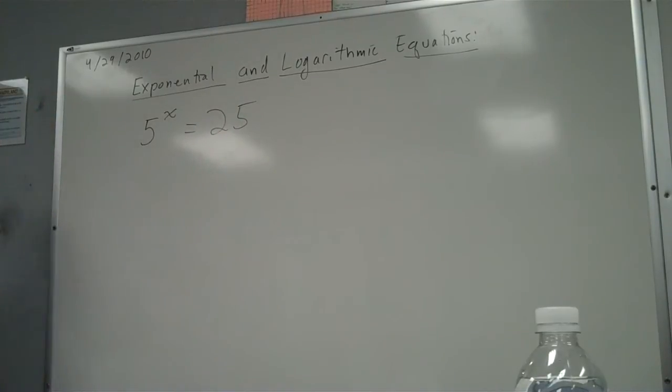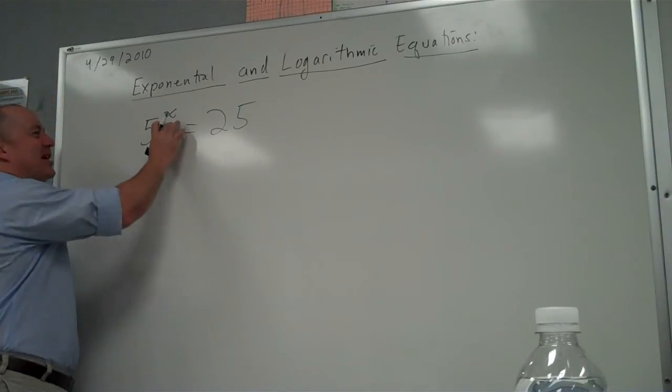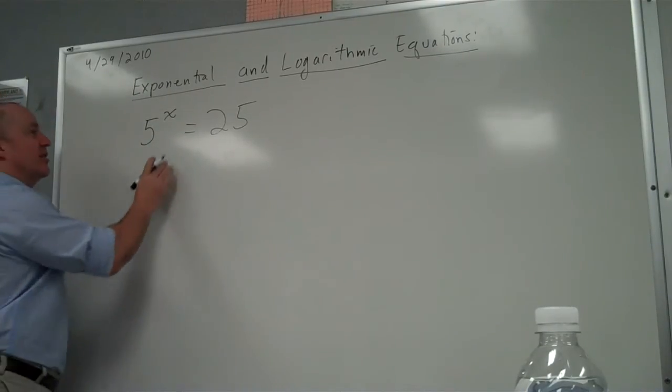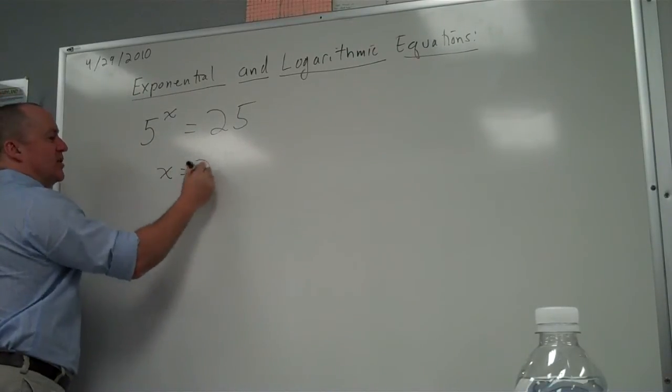Okay. Exponential and logarithmic equations. What's the answer? What does x equal? 5. Dear God, people, please. No, 2. Thank you. Think about it a minute. Exponents are not exactly multiplication. They're repeated multiplication. Okay? So you know x equals 2.